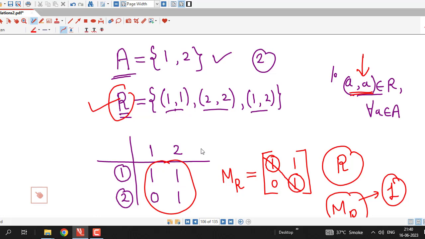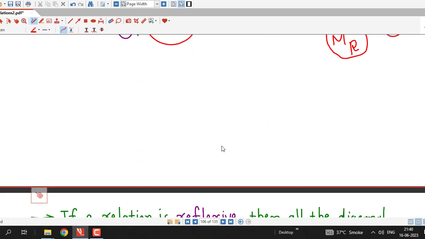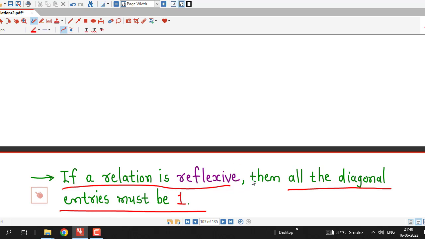So that is the first property which we can decide from relation matrix. If all the entries on the main diagonal of a relation matrix are 1, then relation is reflexive. So here I have written, if a relation is reflexive, then all the diagonal entries must be 1. In other words, if there is at least one diagonal entry which is 0, then relation is not reflexive.